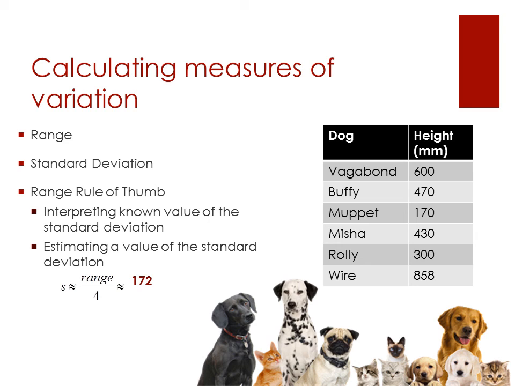This concludes our section looking at calculating the basic measures of variation. Next up, we're going to be looking at the empirical rule.